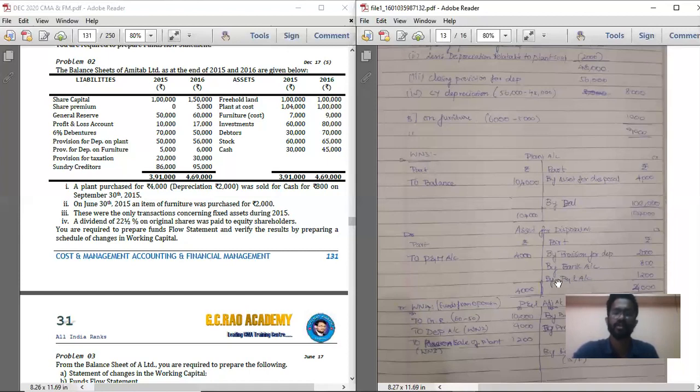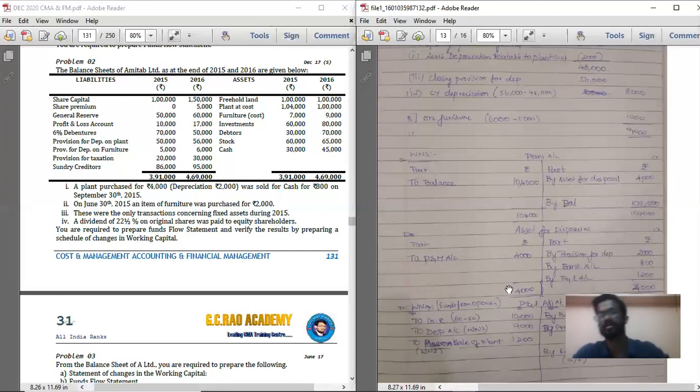Asset for disposal account. By bank, in respect of the credit side, how much are you receiving? You are receiving cash of 800. So by bank account, cash, record 800 in the amount column. Now if you balance it, you will get the loss on sale of asset.